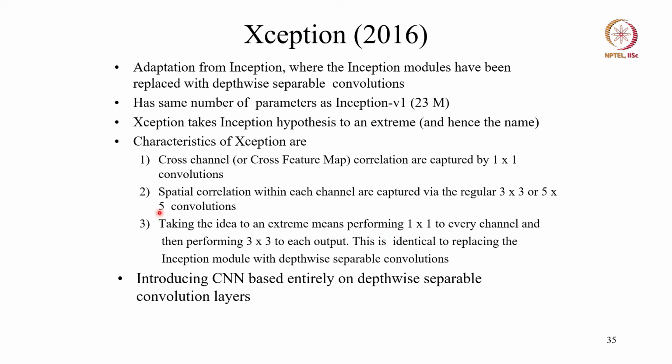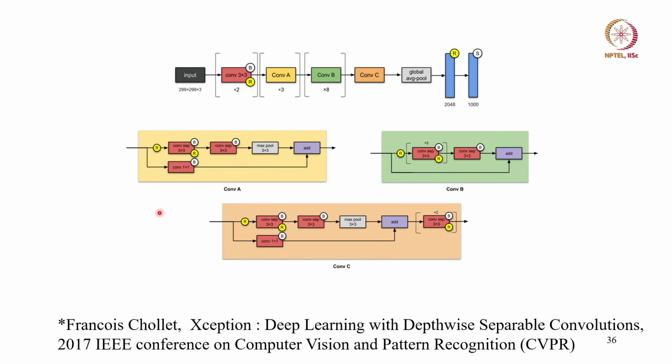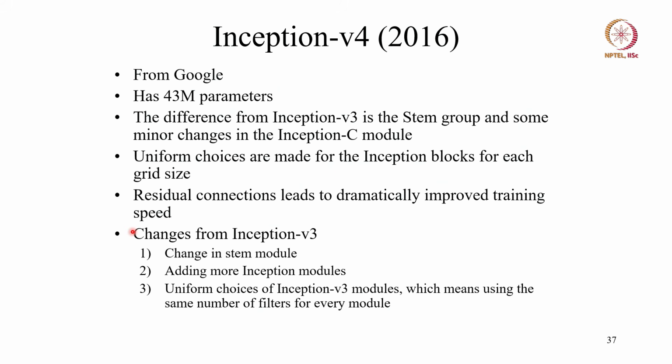Then you have the Xception, which is something like you have different convolutions, convolution A, B, and C, and it's called separable convolutions basically. So it's a sort of a variation of the same things. This has 43 million parameters. So what is the change from the inception version? It adds more inception blocks, etc. Right?